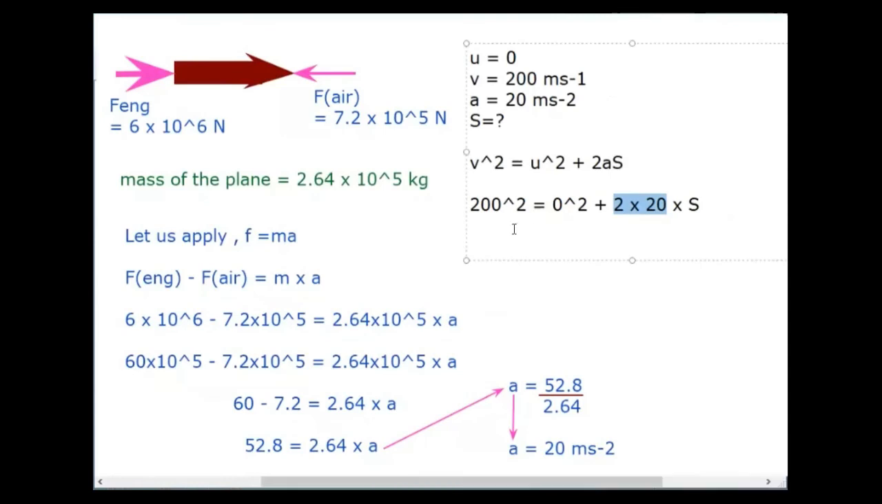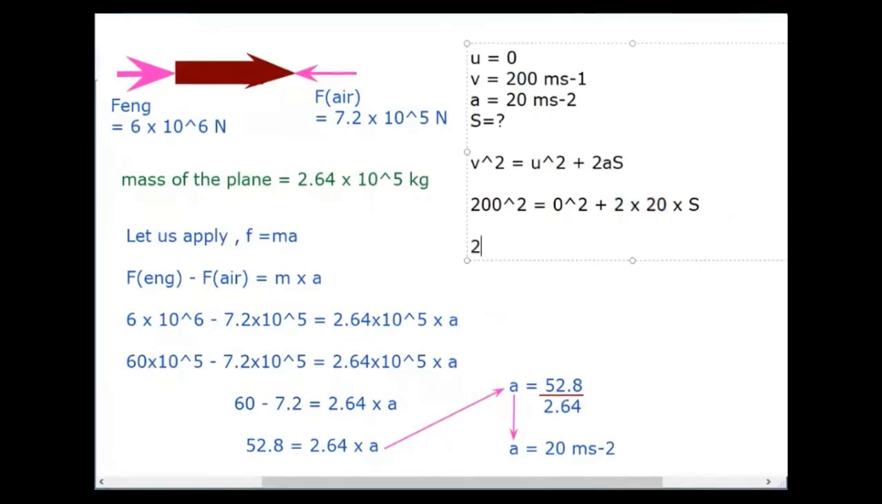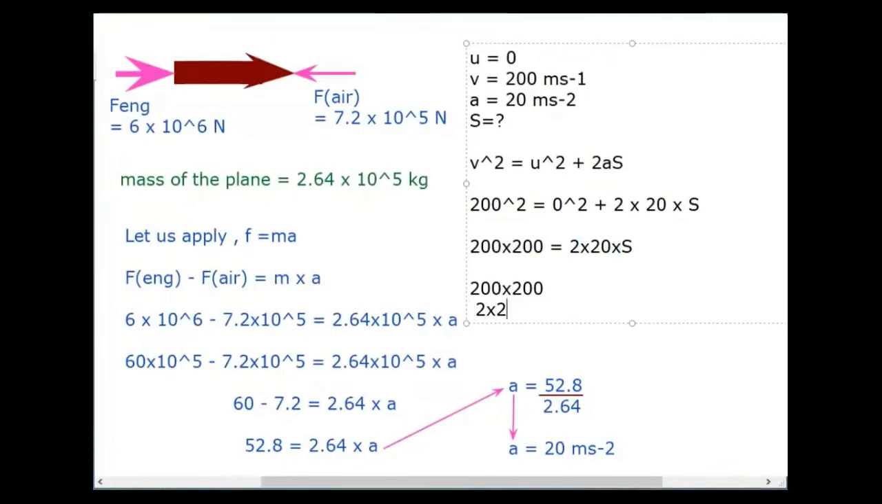Listen, dear. 200 square can be written as 200 into 200. 0 square is 0, I don't want to write it. So I have 2 into 20 into s. Now I'll take this 2 into 20 to the other side. So I have 200 into 200 over 2 into 20 equals s. Now you see that this 200 can be divided by 2.